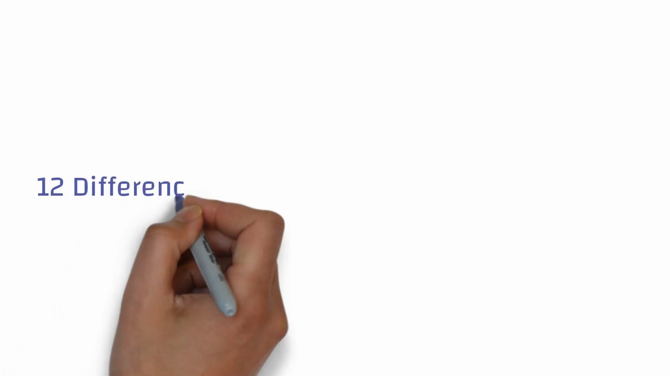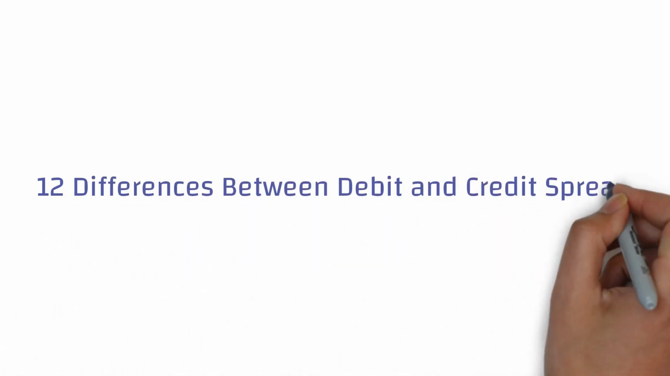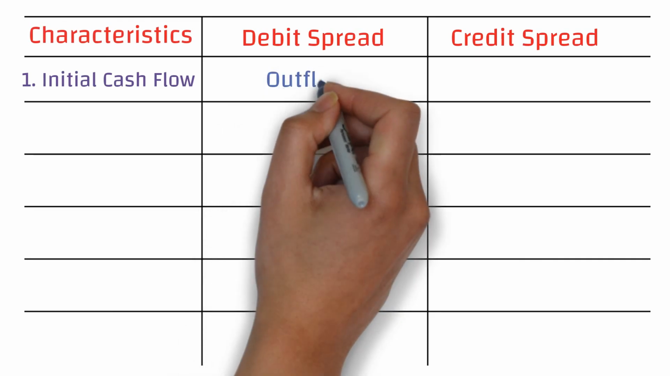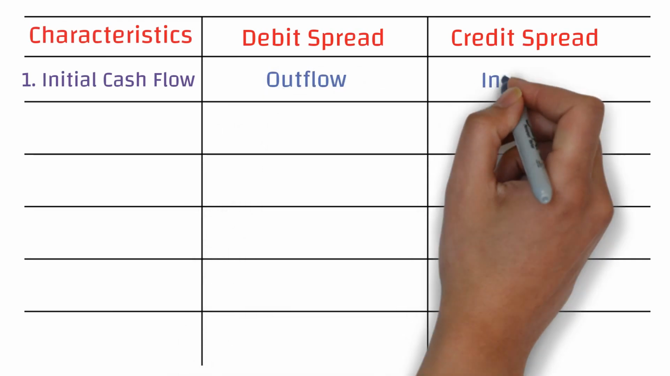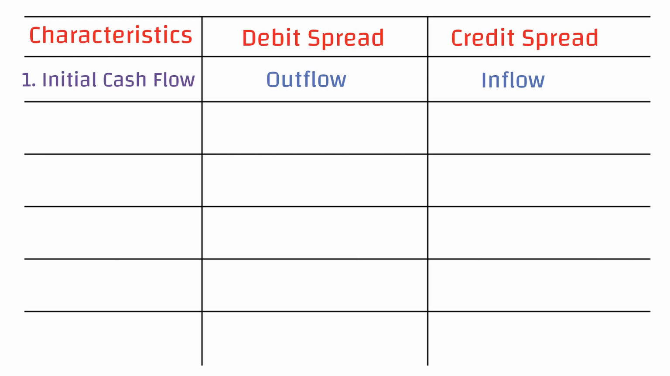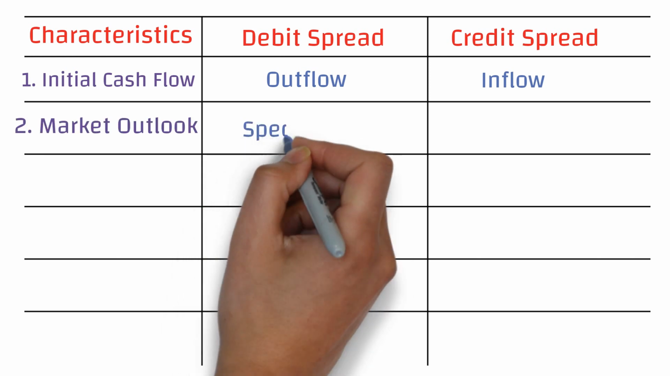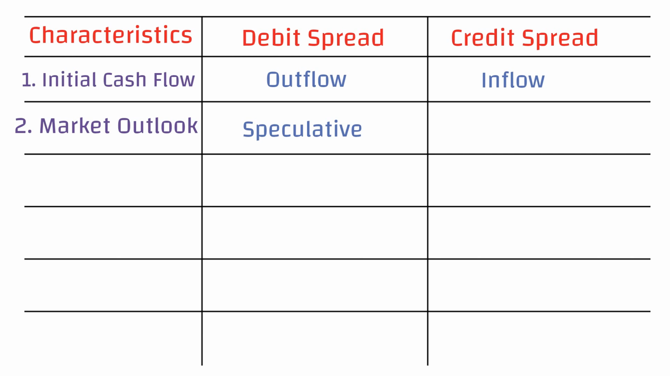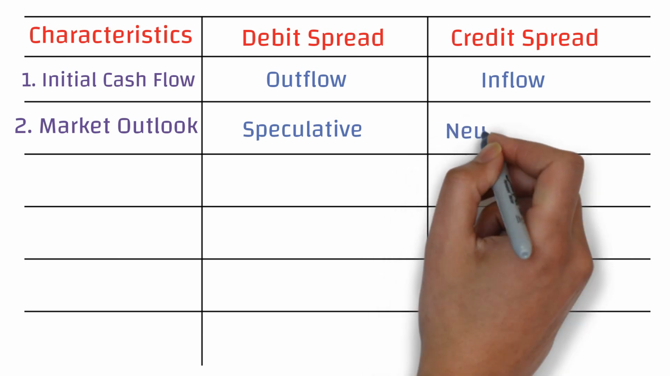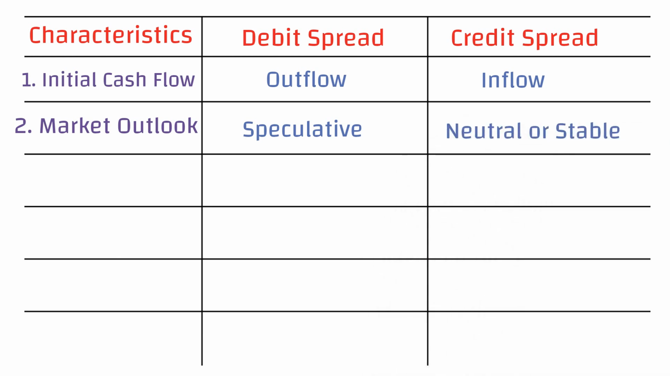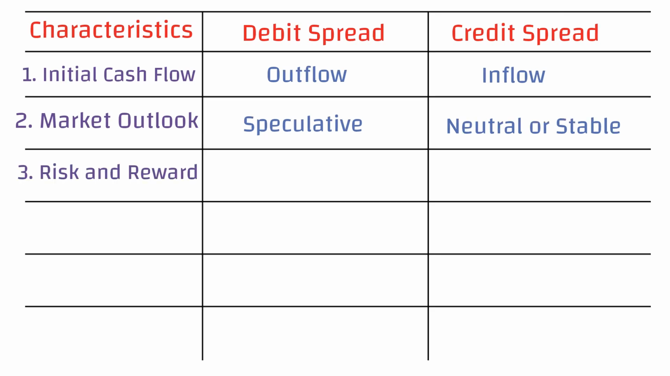12 differences between debit and credit spread. 1. Direction of cash flow. Debit spreads result in an initial cash outflow, while credit spreads result in an initial cash inflow. 2. Market outlook. Debit spreads are often used in anticipation of a significant price move in the underlying asset, while credit spreads are more commonly employed in stable or neutral market conditions.